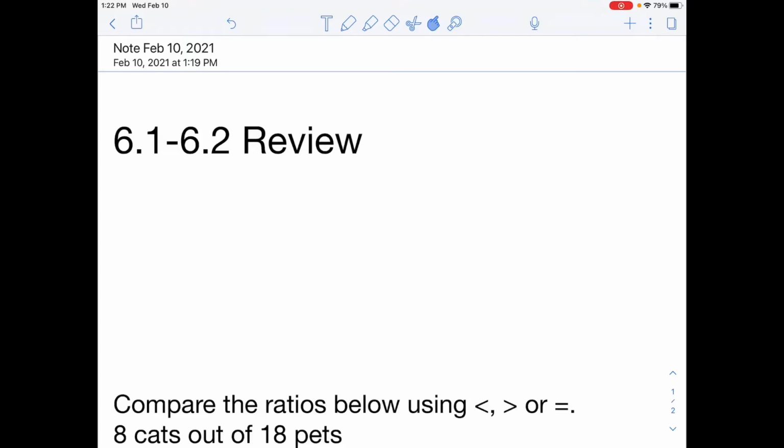This is your review for lessons 6.1 to 6.2, so talking about ratios and unit rates. Remember, the big thing about ratios is that there's no labels and that it's simplified. Rates, there should be 2 labels, and when we're finding unit rates, there should be a 1 on the denominator.